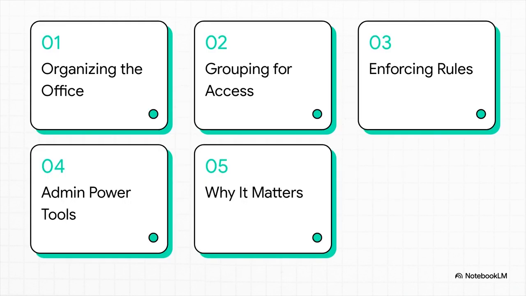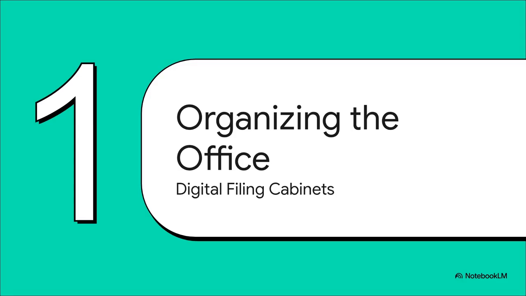We're going to tackle this in 5 parts. First, how the digital office gets organized. Then, how we group people to control who gets in. After that, we'll see how rules get enforced across the whole company. We'll peek at the admin's power tools, and finally, we'll wrap up with why any of this hidden stuff actually matters. Okay, first things first, organization.